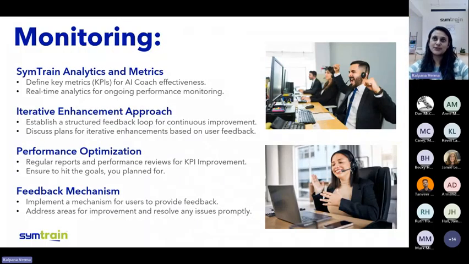So, monitoring, as we discussed earlier in our session, is really very important because you have the tool, you have trained everyone, and everybody is now using the tool, but you want to check and track everybody's performance to ensure that everybody is moving ahead in the right direction. And for that, you want to have key metrics, KPIs identified for measuring the performance.